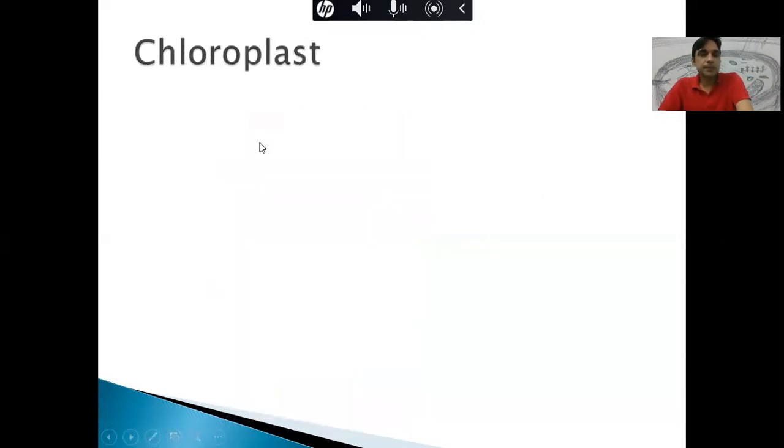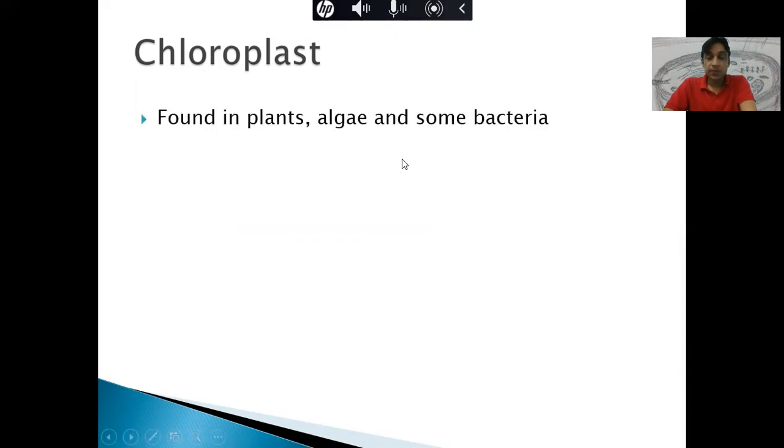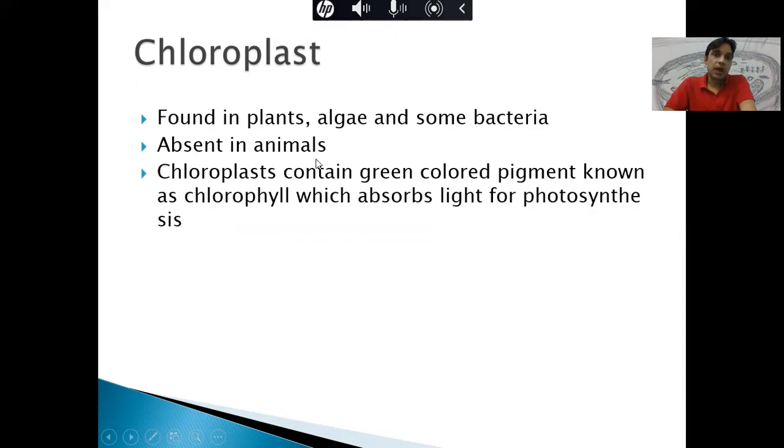The next organelle is the chloroplast. Remember, the chloroplast looks similar to the mitochondria, but it is doing exactly the opposite function. The chloroplasts are present only in plant cells. They are not present in animal cells, and that is one of the differences between animal and plant cells. They are present only in plants, in some algae, and in some bacteria. They are not present in animals.